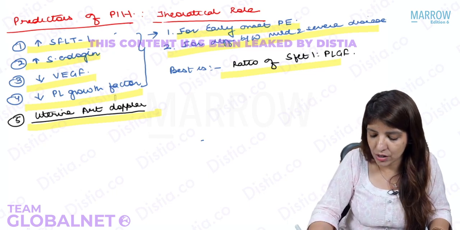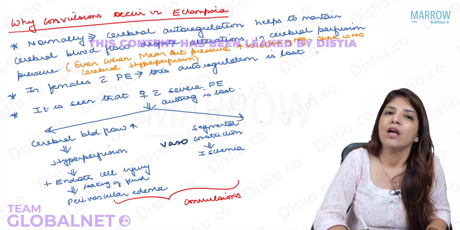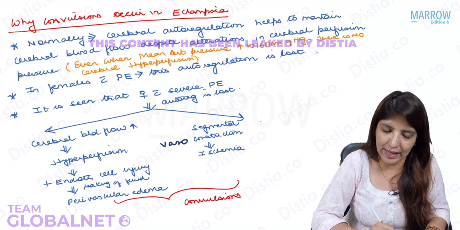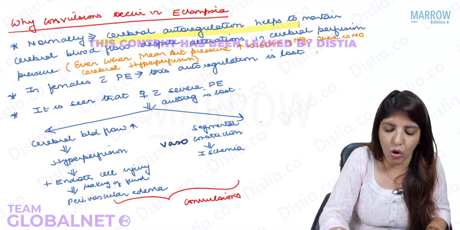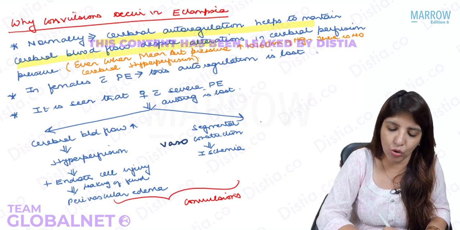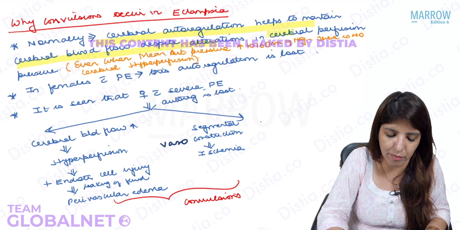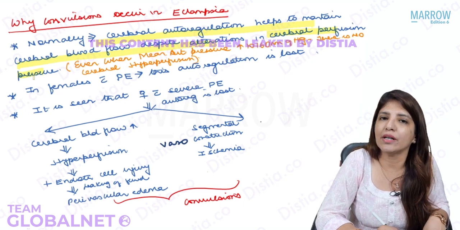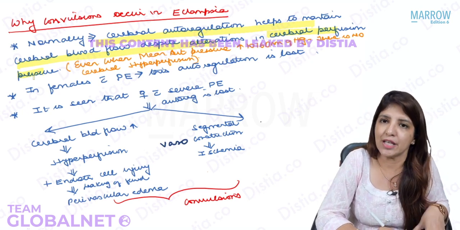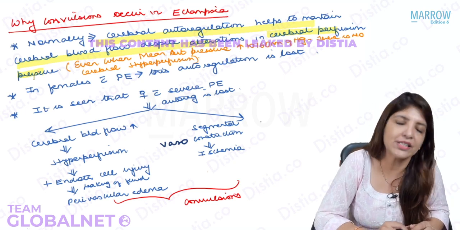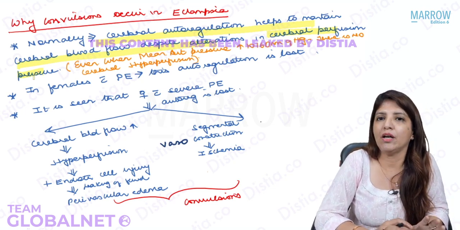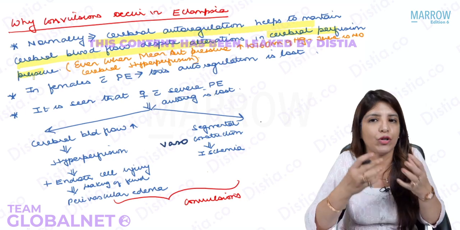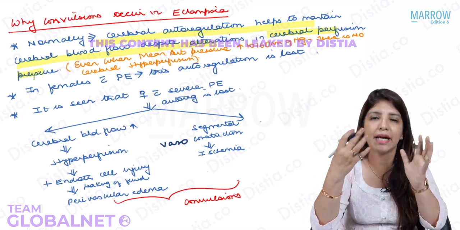Now, before I end this session, just one thing which I want to tell you. One very important thing which Williams has said is why convulsions happen in a patient of eclampsia. See, normally there is a cerebral autoregulation which helps to maintain cerebral blood flow despite the alterations which are happening in cerebral perfusion pressure. Right? Now, if you remember, whenever a fetus receives less blood, it sends more blood to its brain. Right? A similar thing happens in all of us also, that whenever we are having any crisis, during that moment of crisis, our brain gets more blood.